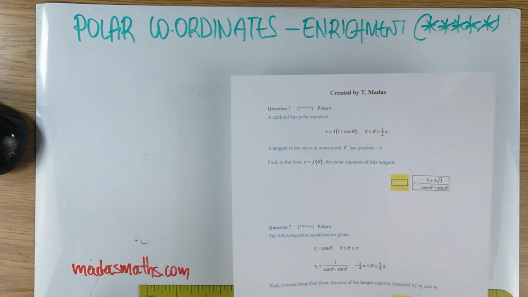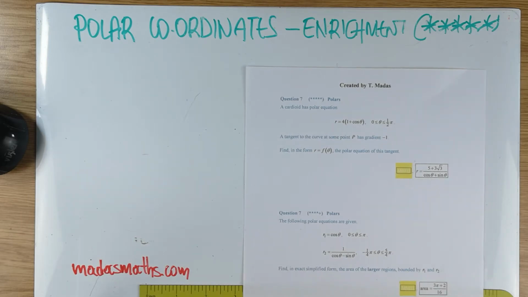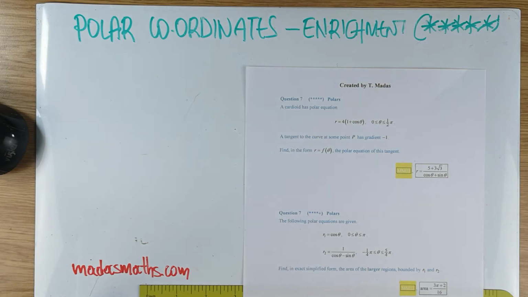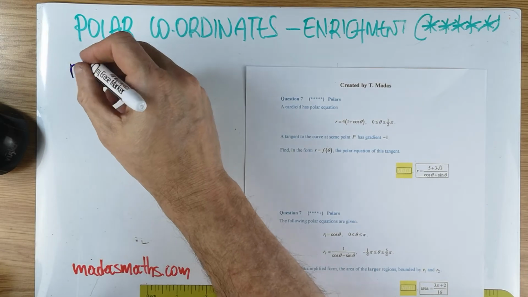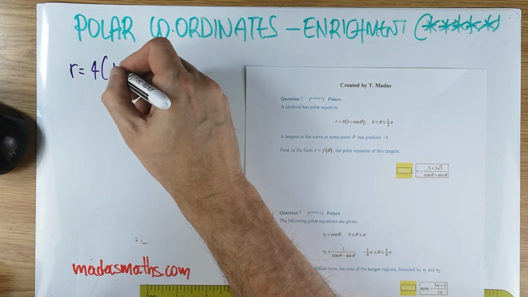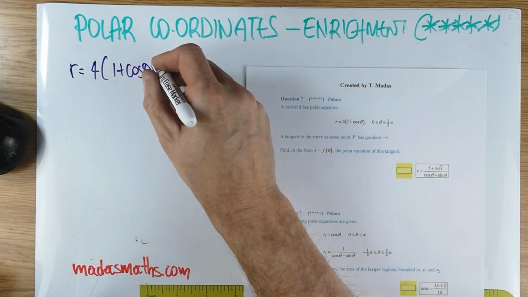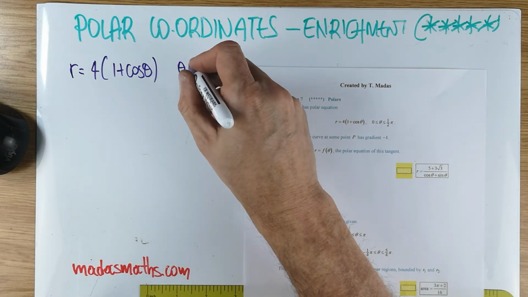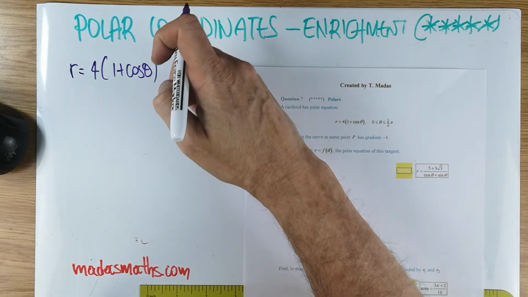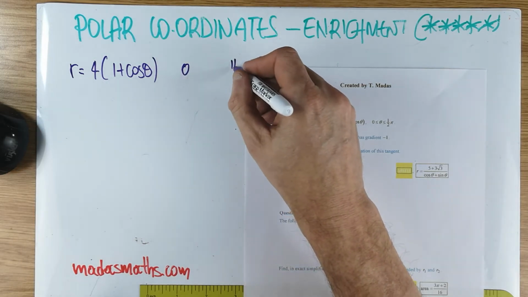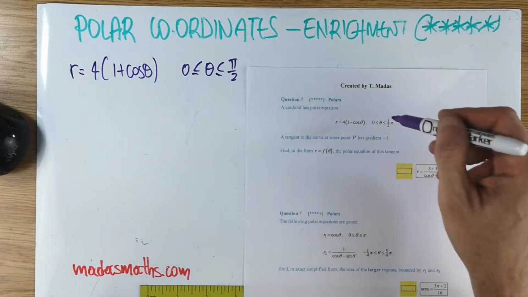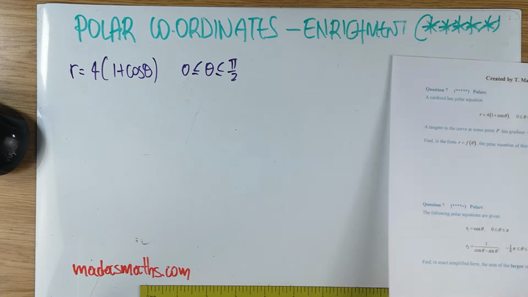Okay, let's see what this question is actually saying. A cardioid has polar equation. Let's write it: r is 4 times (1 plus the cos of theta), and it's defined between 0 and pi over 2, so it's not the whole cardioid there. 0 to pi over 2. It doesn't really matter whether it's inclusive or not. It's inclusive actually on this particular question, but it hardly matters.